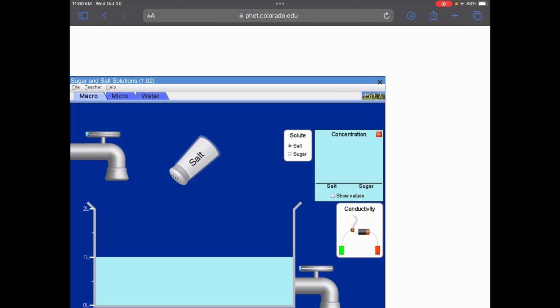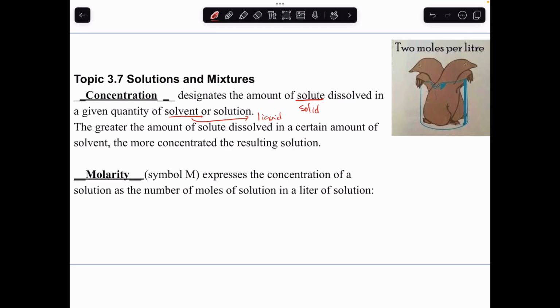If I simply add salt to a given solution and it dissolves, you can see right here on this graph the concentration. That counts as a solution because I can't see it anymore, but it's composed of those two things. The first thing we're going to talk about is the way in which we measure solutions.